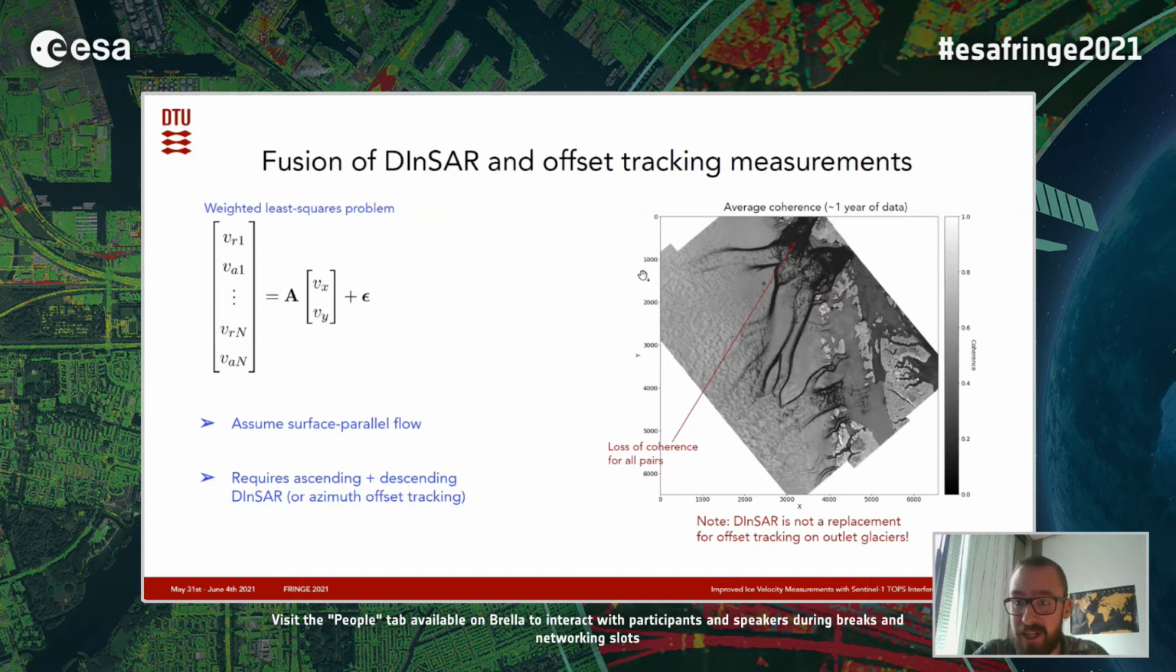And yeah, so this really also here on the right is just to remind that, of course, tensor is not a complete replacement for offset tracking, because again, we do have a lot of these areas, shear margins, and very fast moving parts where we will have to rely on offset tracking.